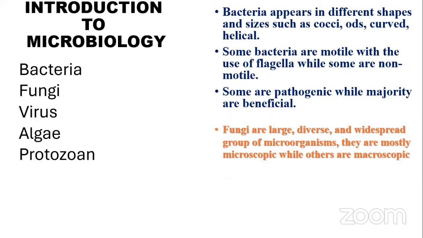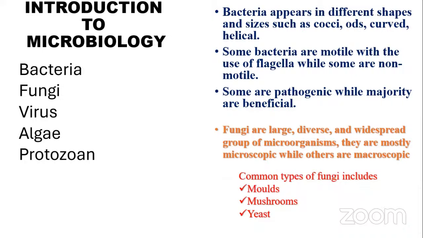So they are diverse. And they are mostly microscopic. We have some of them that are macroscopic, that is, we can see them with our naked eyes. So the common types of fungi that we have include molds, mushrooms, yeasts. Now, this is the diversity of fungi, because fungi exist in different forms. So that means we can see fungi as a mold. We can also see fungi as mushrooms, and some of them appear as yeast as well. So these are forms in which fungi exist.